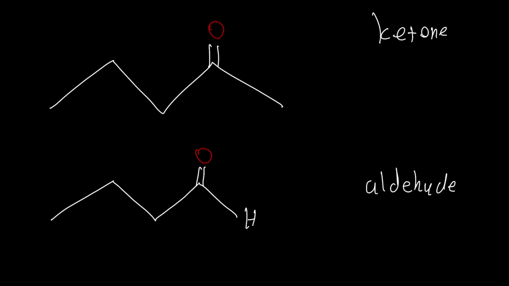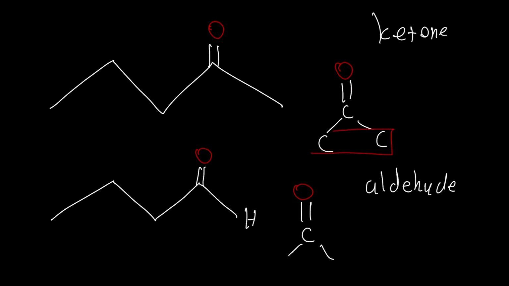A ketone is going to be an oxygen, which is double bonded to a carbon, and then this carbon is going to be attached to 2 other carbons. That's what makes a ketone. What sets an aldehyde apart from the ketone is that, as opposed to being attached to 2 carbons, it's going to be attached to 1 carbon and 1 hydrogen. So that's an aldehyde. If you want to ever see it written out, aldehyde is going to be CHO, and ketone is usually going to be CO.